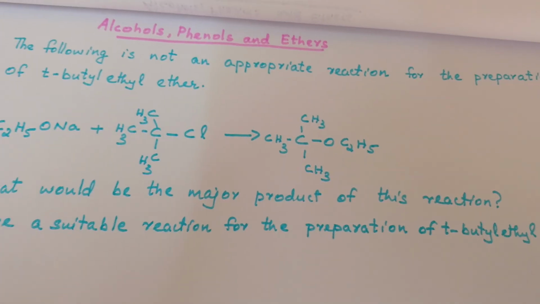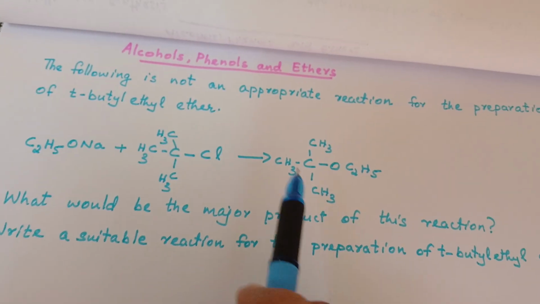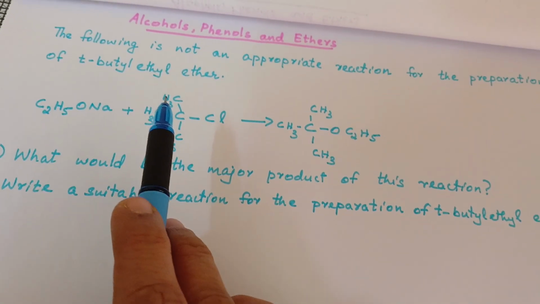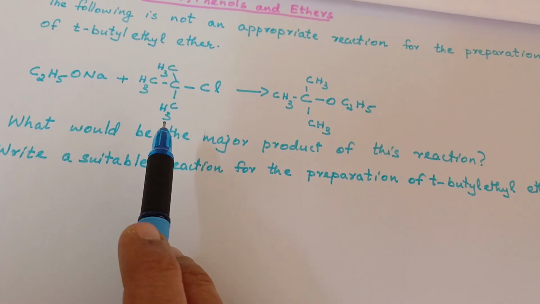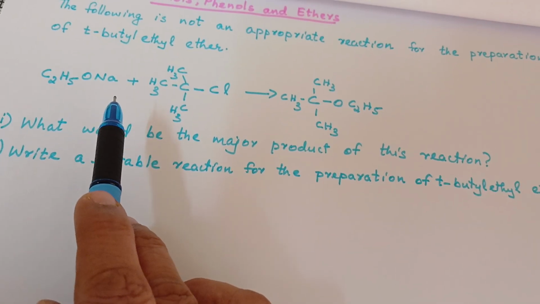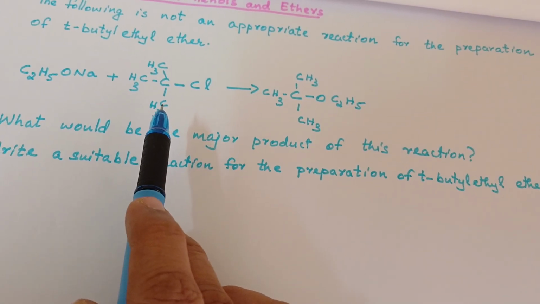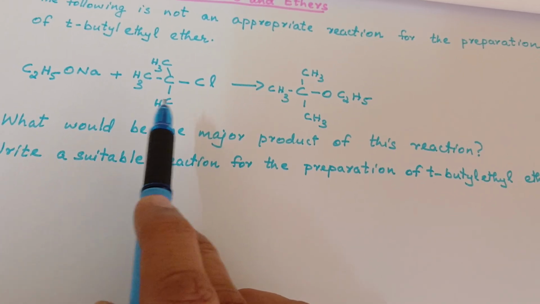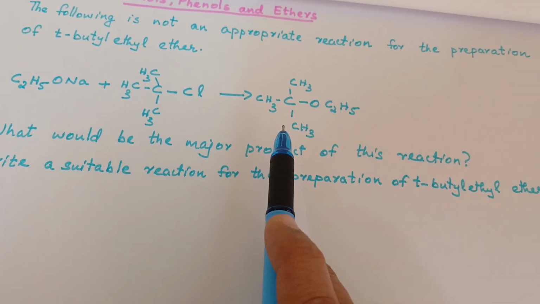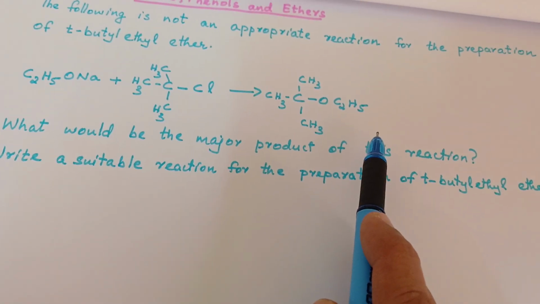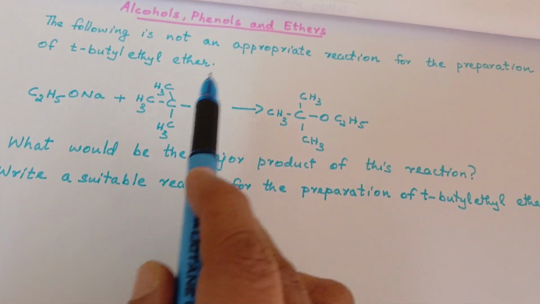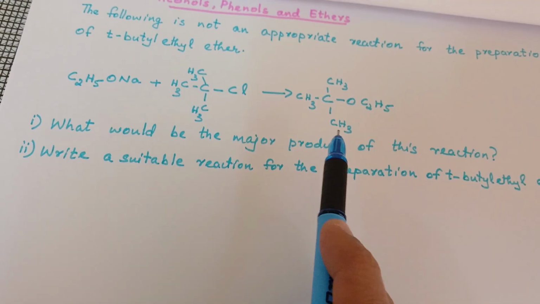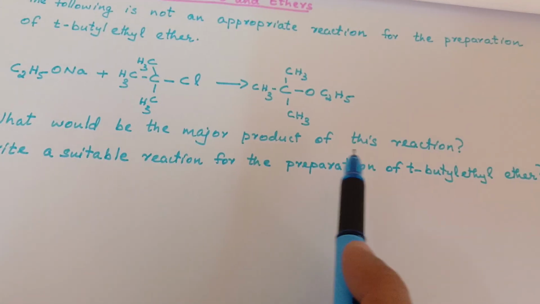A question from alcohols, phenols and ethers. The following is not an appropriate reaction for the preparation of tertiary butyl ethyl ether: C2H5ONa plus (CH3)3CCl giving tertiary butyl ethyl ether. So they say it is not an appropriate reaction for the preparation of tertiary butyl ethyl ether. What would be the major product of this reaction?